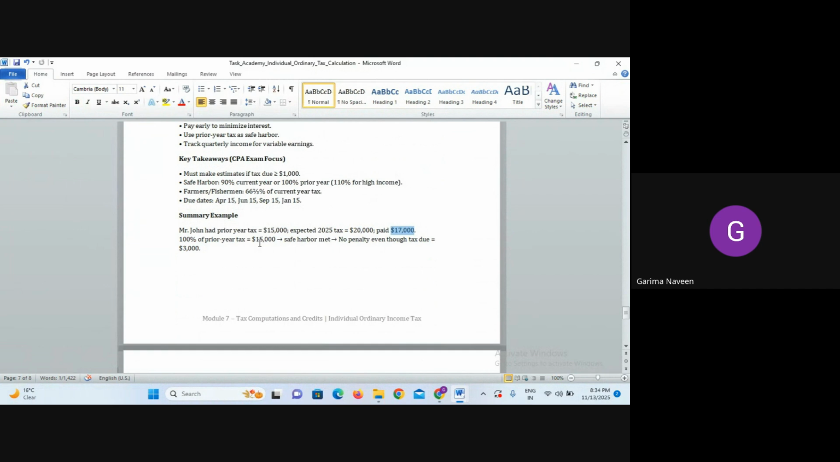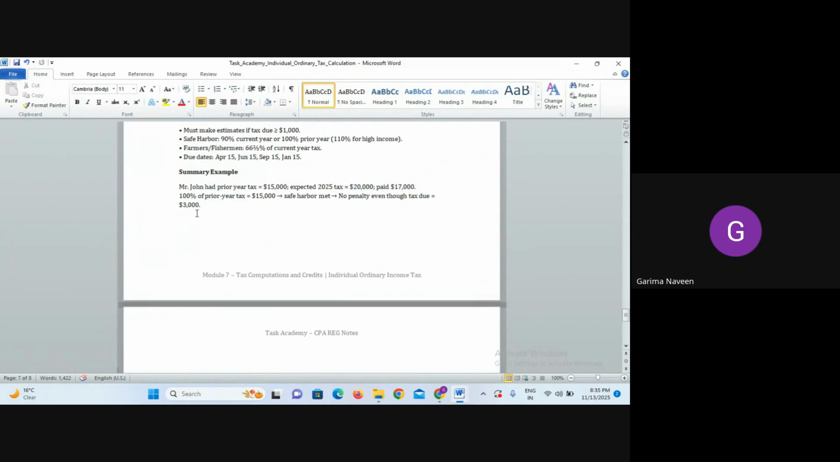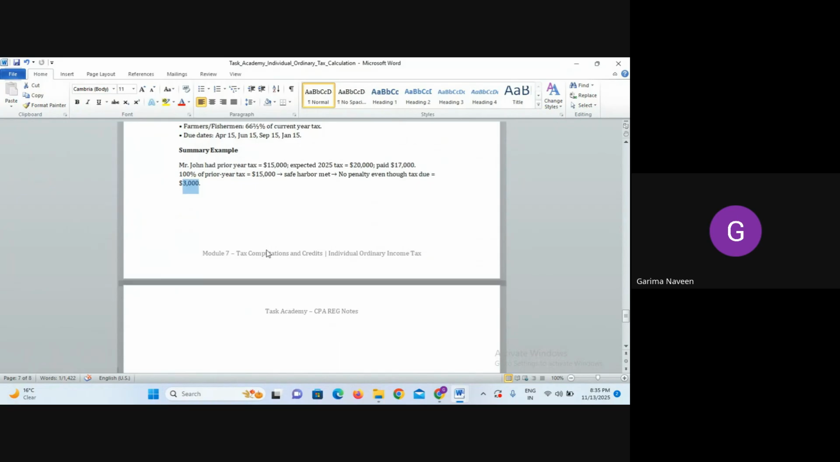That means he has paid an amount greater than 100% of the prior year tax liability. That means he has met the safe harbor criteria. Therefore, no penalty will be applied, and his taxes due are $3,000.